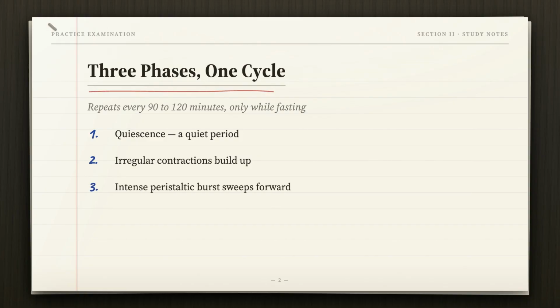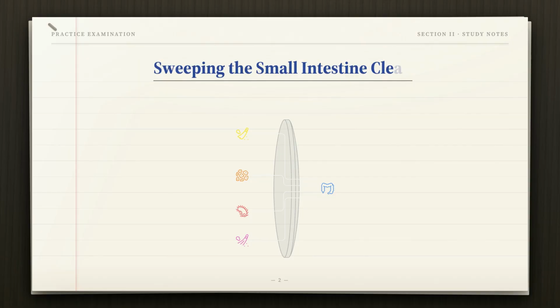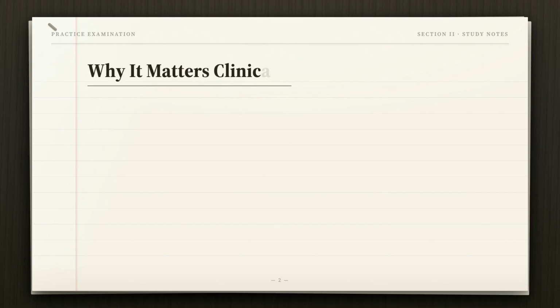Eating a meal abolishes it instantly, switching the intestine over to segmentation. Its job is housekeeping, sweeping residual undigested material, sloughed epithelial cells, mucus, and bacteria toward the colon so nothing accumulates. Segmentation, which dominates during digestion, only mixes material back and forth, so it can't do this clearing job.